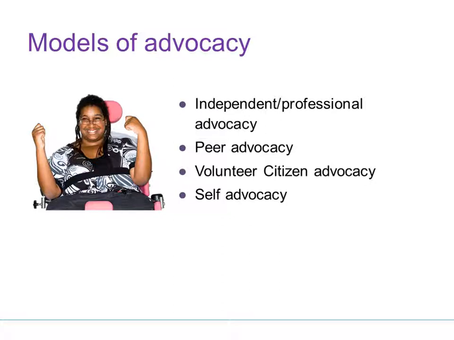Peer advocacy is speaking up for someone with a similar background or a shared experience, often of service provision, coming on an individual or a group basis and focuses on common problem solving.